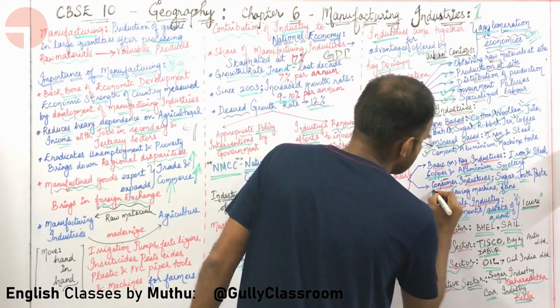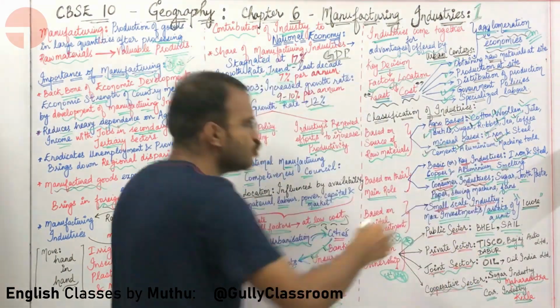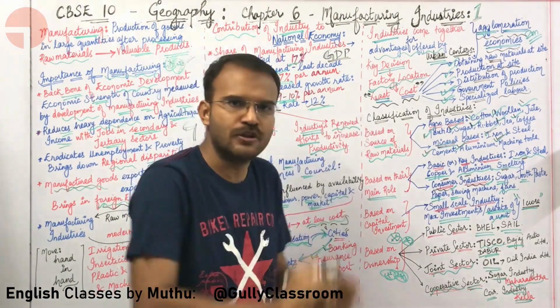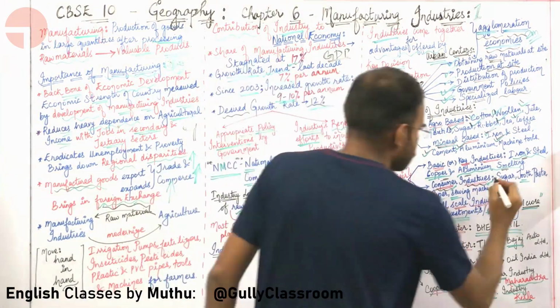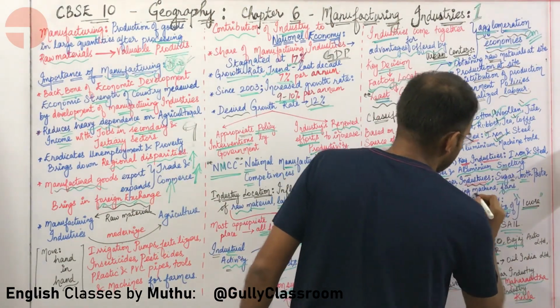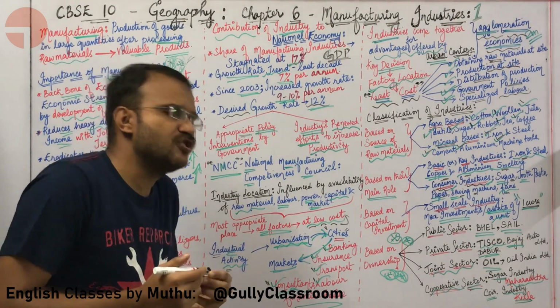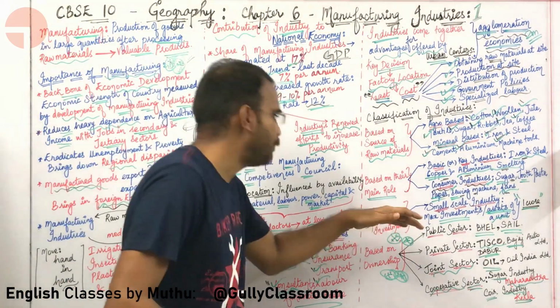Sir, what are consumer industries? Consumer industries provide finished goods directly to the consumers, like sugar industries, toothpaste industries, paper, sewing machine and fan industries.